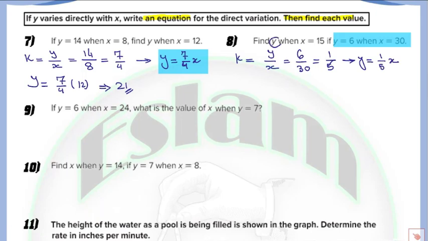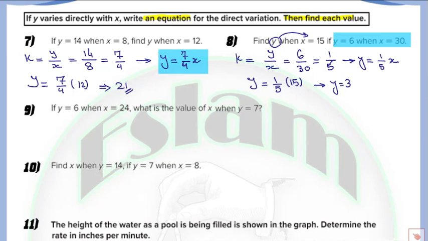After that, we need to find the value of y when x equals 15. So y now will be equal to 1 over 5, and instead of x, I'll just replace it with 15. Then y is equal to 3. In the same way, we can solve question number 9.